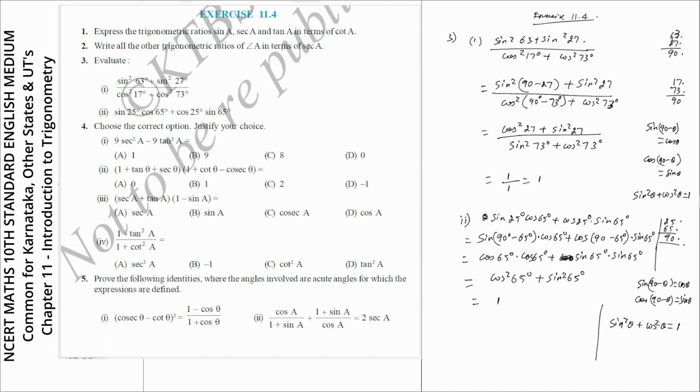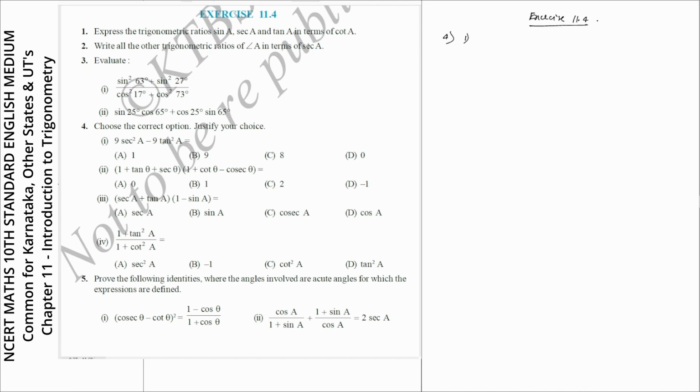Exercise 11.4, question number 4, sub question 1. Choose the correct option, justify your choice. 9 secant square A minus 9 tan square A is equal to how much?